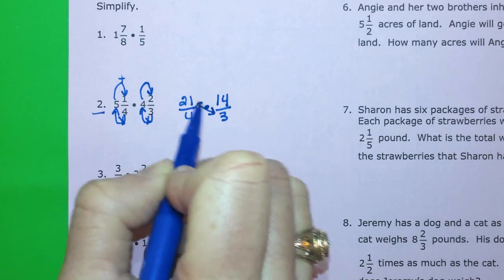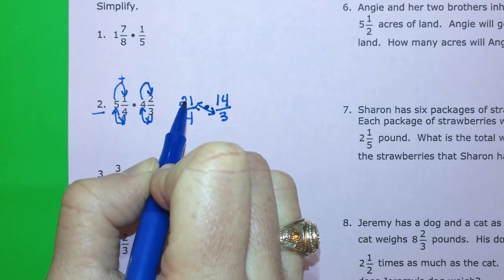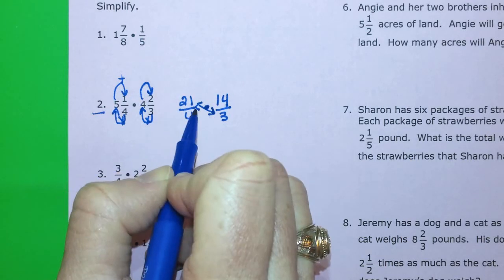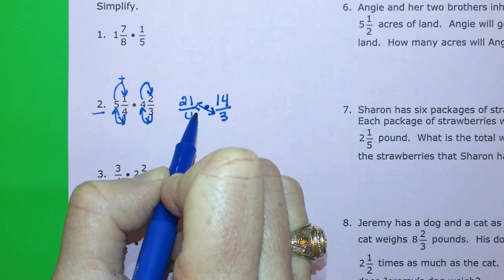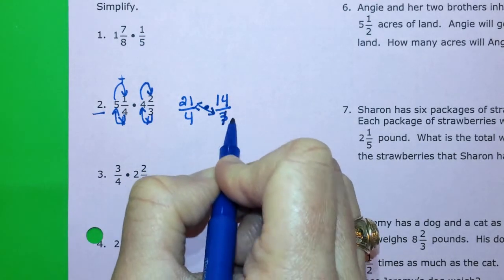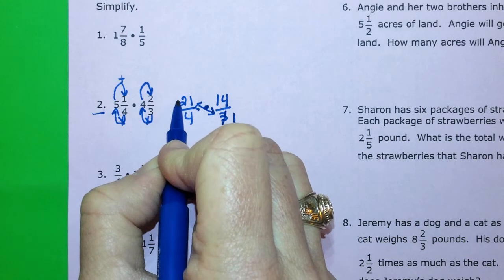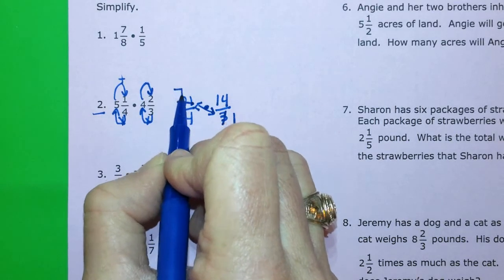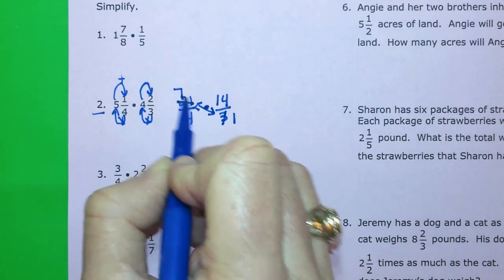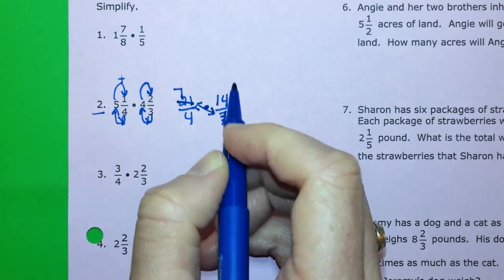So think about it. What would they both be divisible by? Got a 3 down here. I know 7 times 3 is 21. So would they both be divisible by 7 or 3? Yeah. If you said 3, you're correct. So 3 goes into 3 one time. 3 goes into 21 7 times, leaving me a 7. Remember, the name of the game is to get a smaller number.